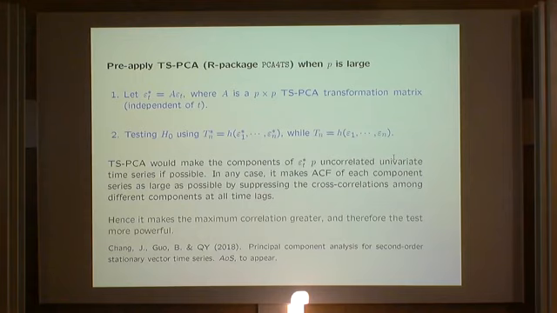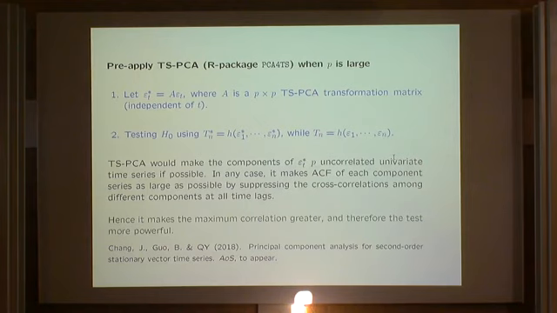Why is this appealing? Because this kind of transformation pushes the energy, the correlation across different components and across different lags, into those p individual directions. So if you search the maximum correlations after the transformation, typically the maximum correlation increases compared to the original. The bigger maximum correlation makes our test more powerful. And this is what we call the time series principal component analysis, and there is a package in R.